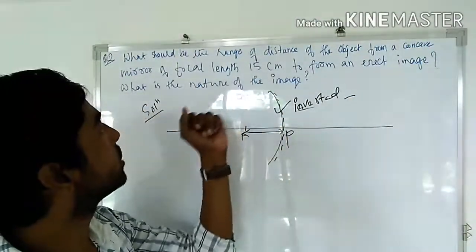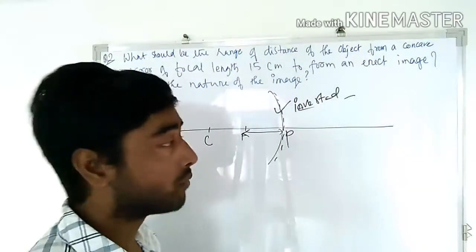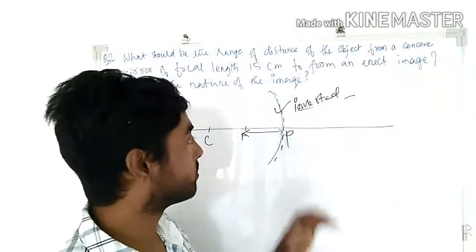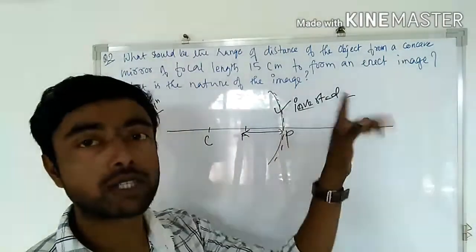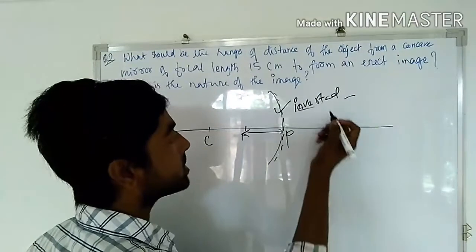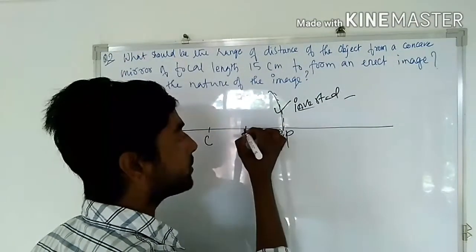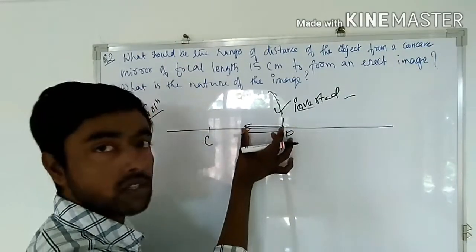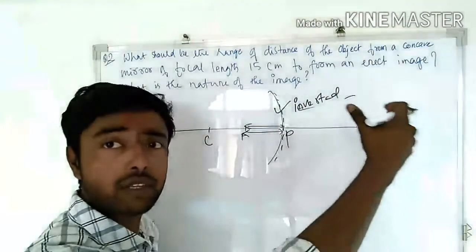So you need to find out the range. Range means from what point to what point you can place the object so that the mirror forms an erect image. That means you have to place the object in between P and F. This will be the range. Clear? Only in this range, if you place the object, will you get the image erect and virtual.